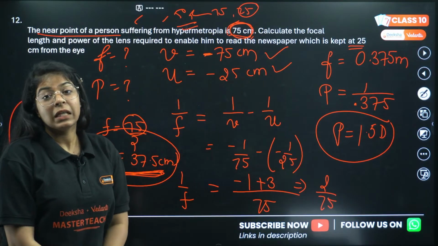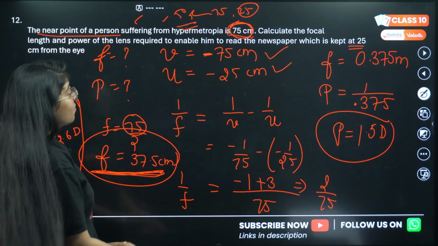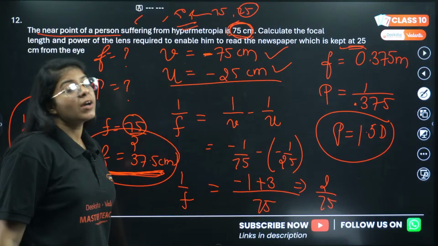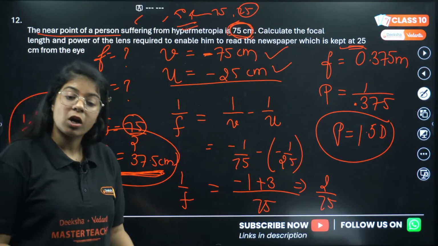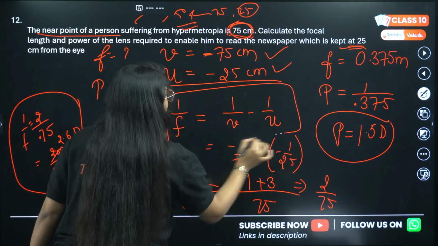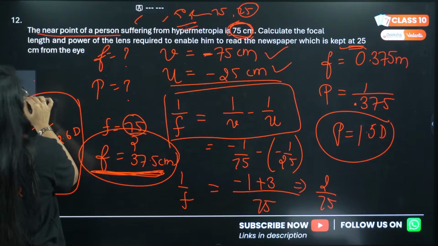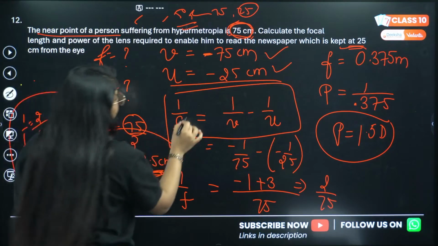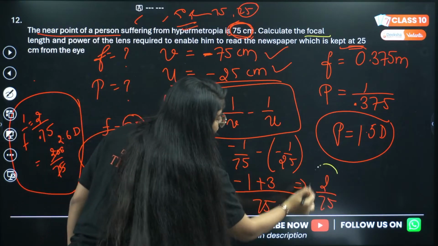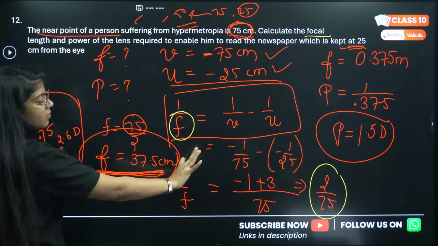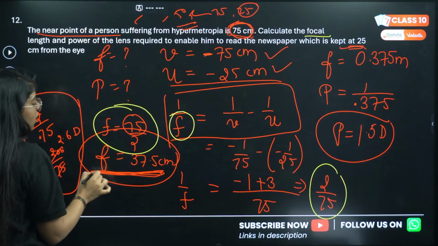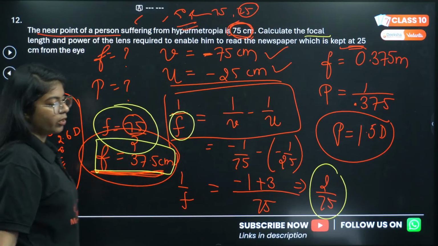We have done three of these kinds of numericals because these are very important. Now U is definitely given as 25 centimeter. Even if U is not given in these questions, you will take 25 centimeter as U. Okay. Now using this lens formula, we can calculate the focal length. And this will be our focal length, 2 by 75. If I invert this, F will be 75 by 2. So focal length comes out to be 37.5.